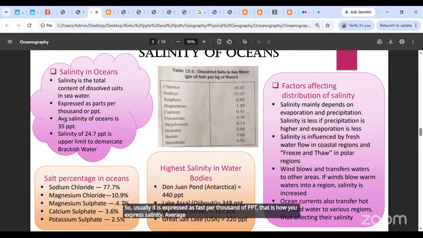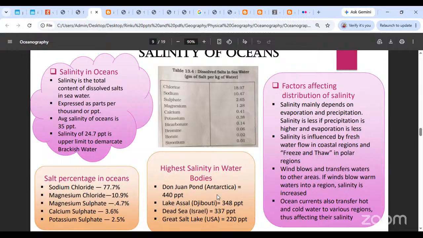Average salinity of oceans is considered 35 ppt. That is the normal average salinity for oceans, and a salinity of 24.7 ppt is the upper limit to demarcate brackish water. So at 24.7, you should call that the limit of brackish water. Above that, you should be calling it saline water. Okay?